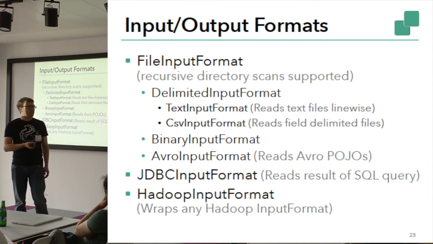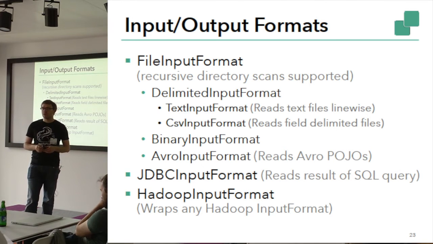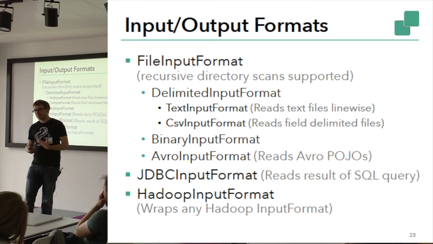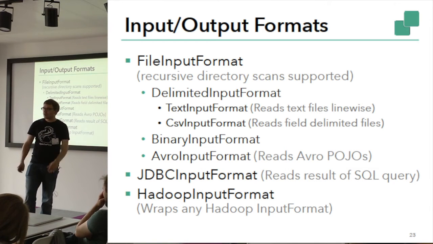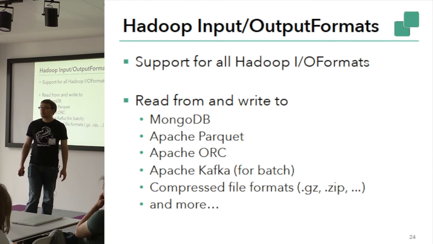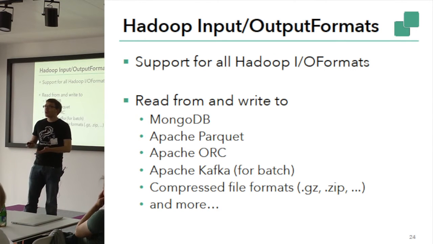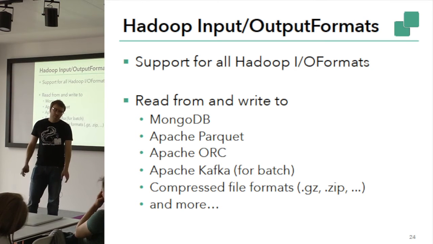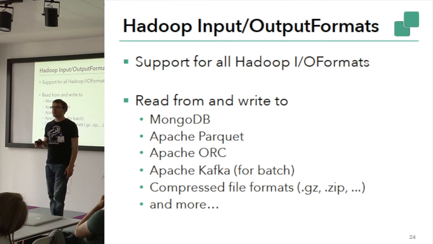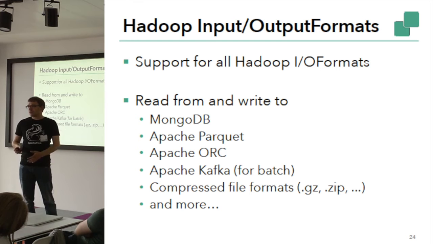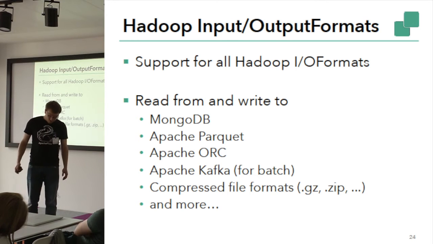And we have wrappers for Hadoop input format. The Flink interface for input format is slightly different from what Hadoop provides, but it's still close enough such that we can provide a wrapper. So if you have a Hadoop input format, you can put it into the wrapper and then also execute it on Flink. This gives us support for all Hadoop input and output formats. Probably most of the data sources that are out there have been touched by Hadoop, I would guess. So we can read from MongoDB with that, Parquet, ORC, Kafka, and so on. If you have a Hadoop input format, you can just plug it in and use it.